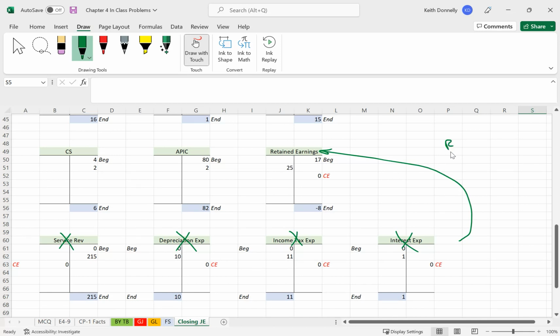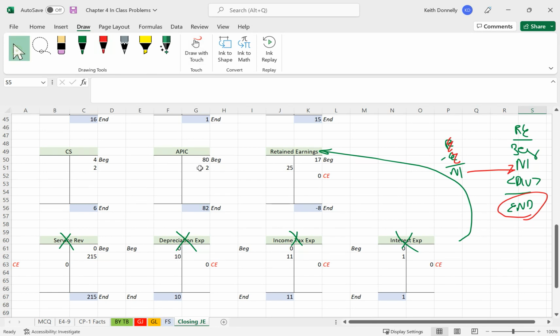In other words, your revenues minus your expenses are your net income. Retained earnings is your beginning plus your net income minus your dividends equals your ending. So all we're really doing here is getting rid of these, getting rid of that, putting the net income into retained earnings, and it's kind of implicitly shown in there.